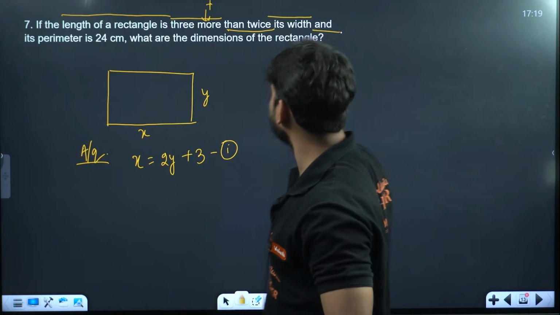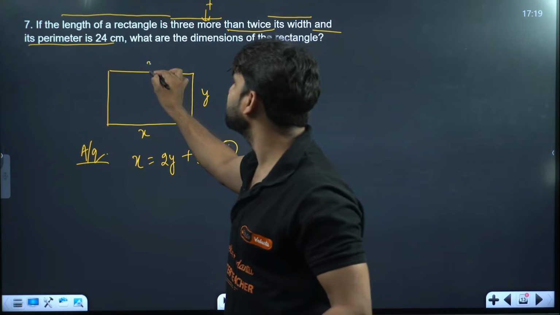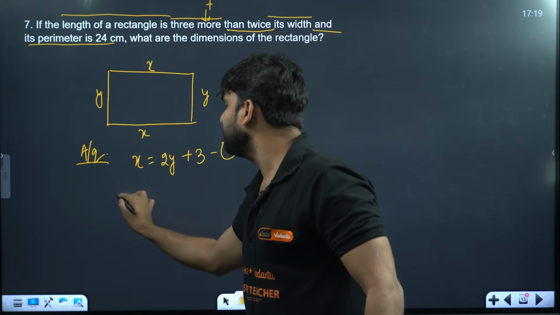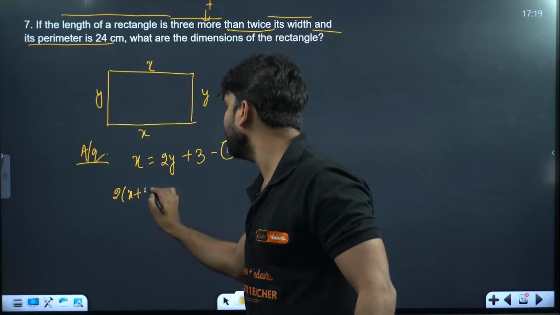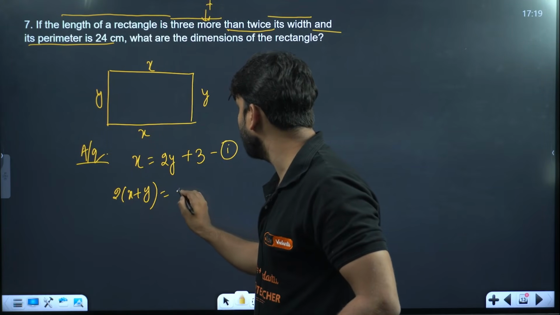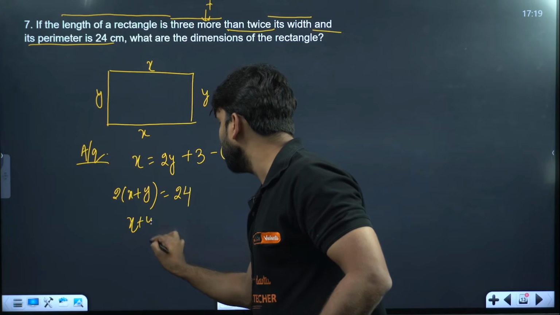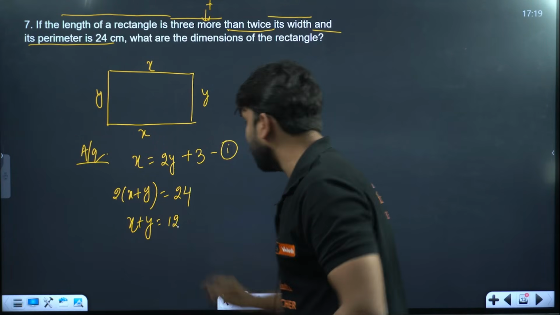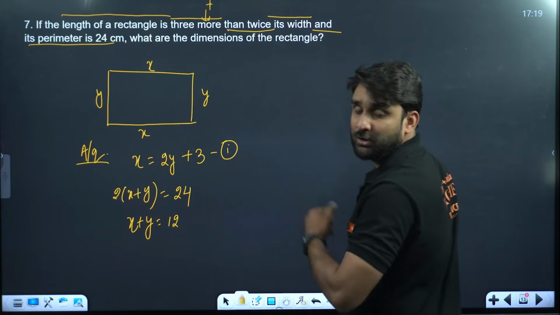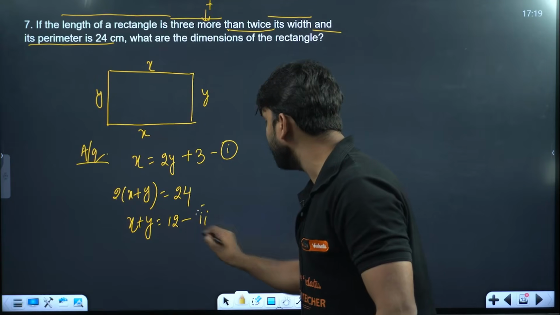Moving to the next information, its perimeter. We all know perimeter is the sum of all the boundaries, x plus y plus x plus y. So perimeter is basically 2 into (x plus y). We all know the formula, 2 into length plus breadth, perimeter of a rectangle, which is equal to 24. So if 2 into (x plus y) is 24, then x plus y will be equal to 12, because this 2 is in multiplication form. When this 2 comes to this side, it divides 24, so that will be 12. So x plus y is 12, the second equation.